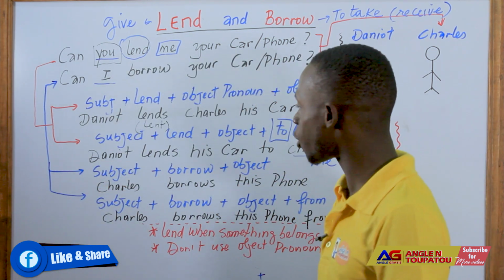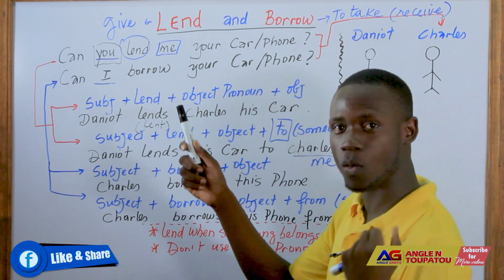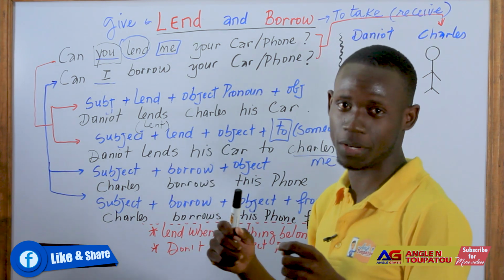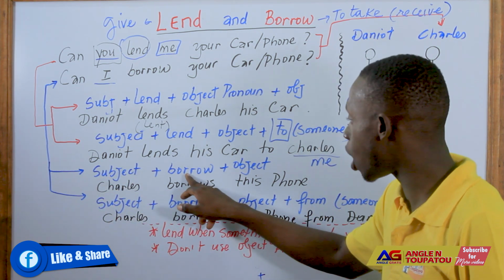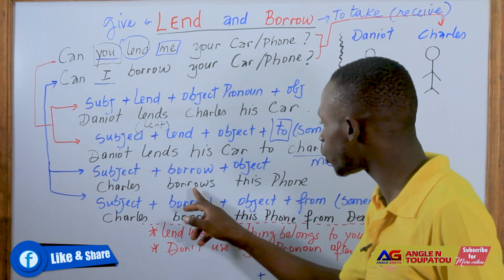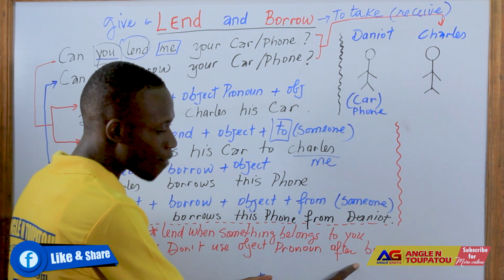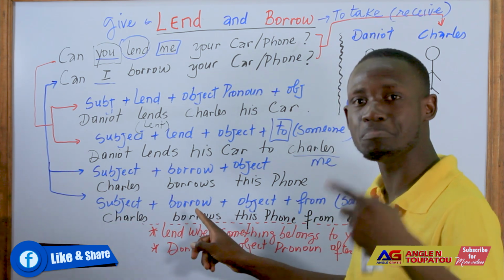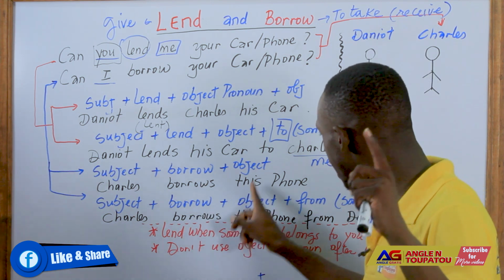Okay, now let's go for the word to borrow. Don't forget, to borrow means to take, to receive something. Charles is going to receive the car or the phone from Daniel. Listen. But now we have the subject Charles. It's not Daniel anymore. Charles borrows this one. Never make this mistake. After the verb borrow, you use an object, not an object pronoun. For example, never say Charles borrows me a phone. No, don't use an object pronoun. Charles borrows this phone, not me.